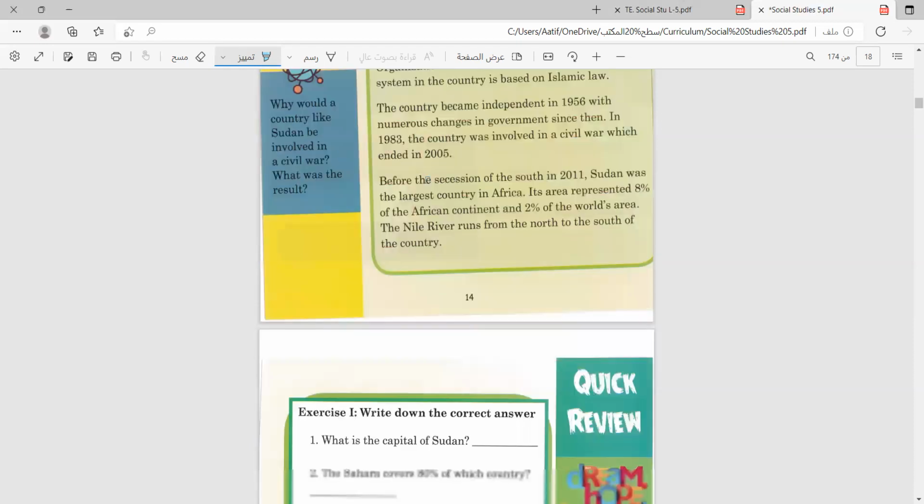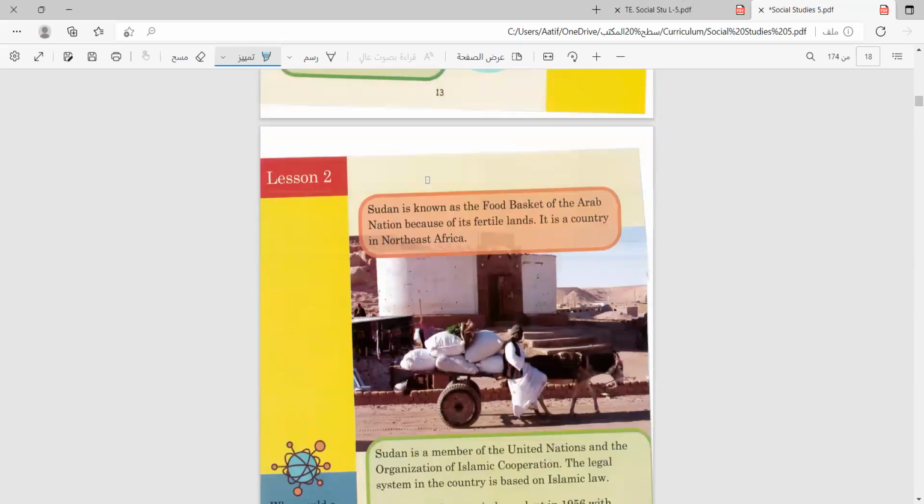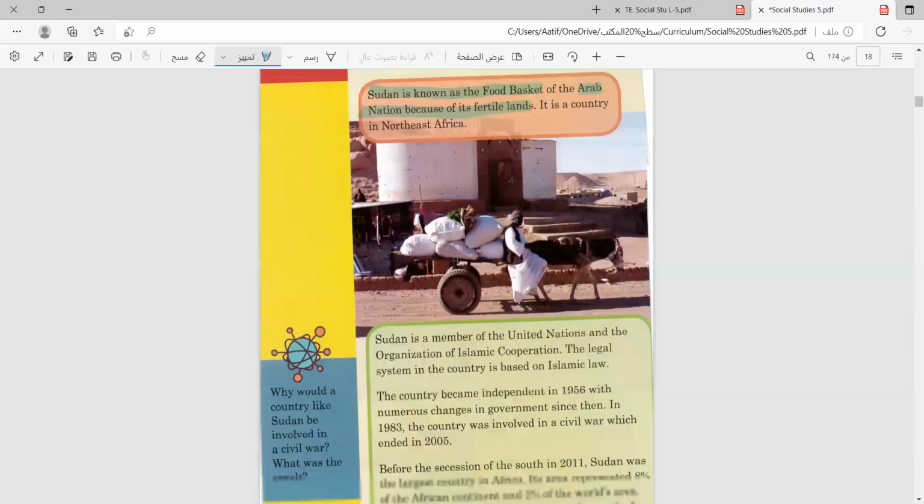Last page, guys, on page 14, starting from the first paragraph as well. Sudan is known as the food basket. So this country has a high production of food. It is the food basket of the Arab nation because of its fertile lands. Because of the land there grows a lot of vegetables and fruits, it is called the food basket of the Arab countries or the Arab nation. It is a country in Northwest Africa. So it is in the north of Africa.